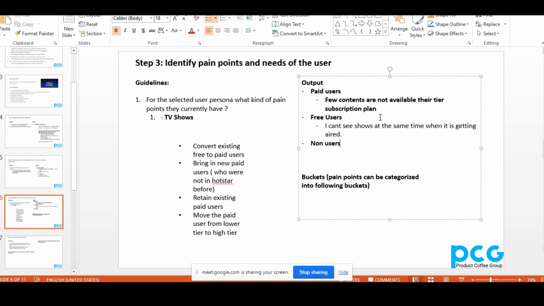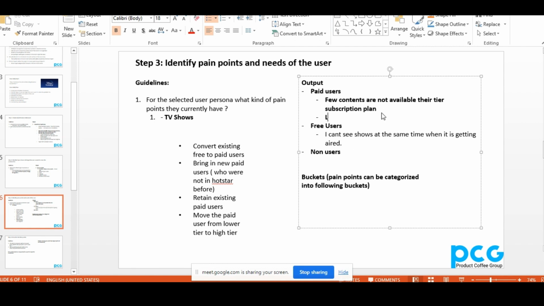That is available on Amazon Prime, or on Netflix. Lack of content, I'll put it simply. Content that I like is not in Hotstar.